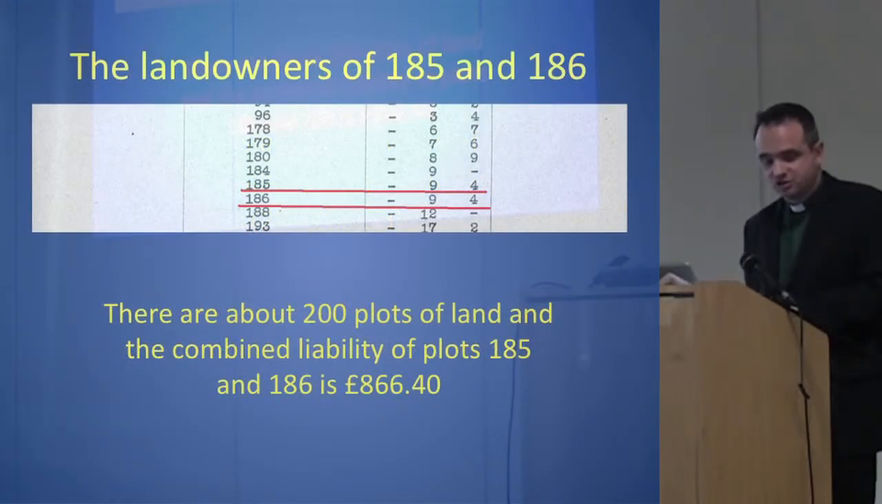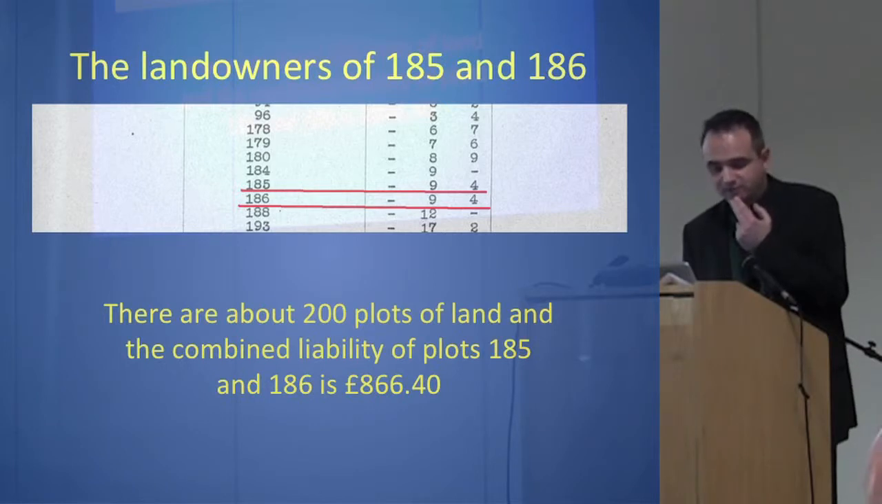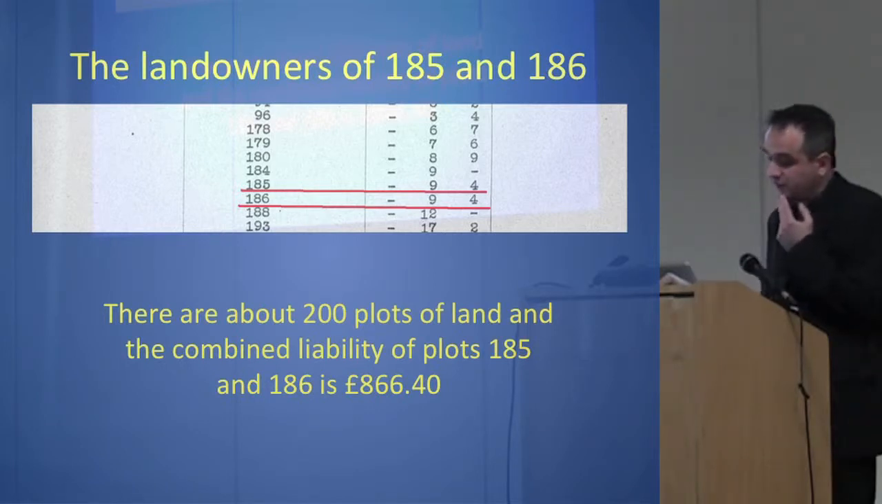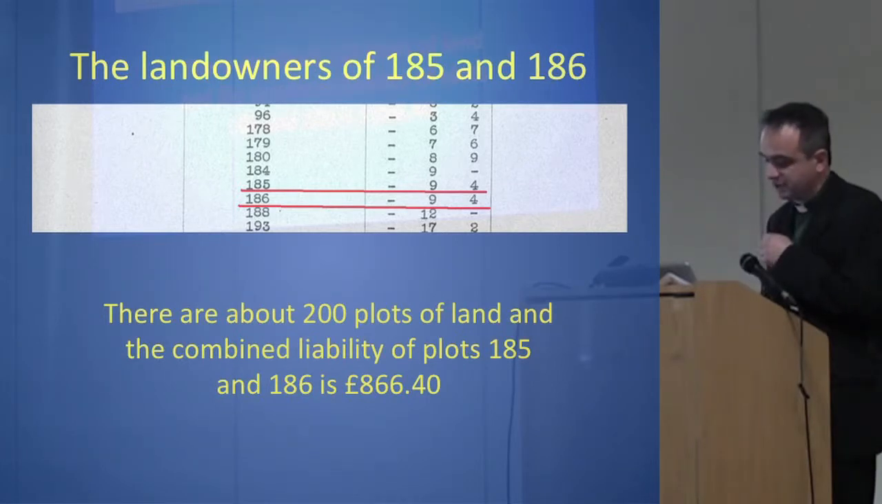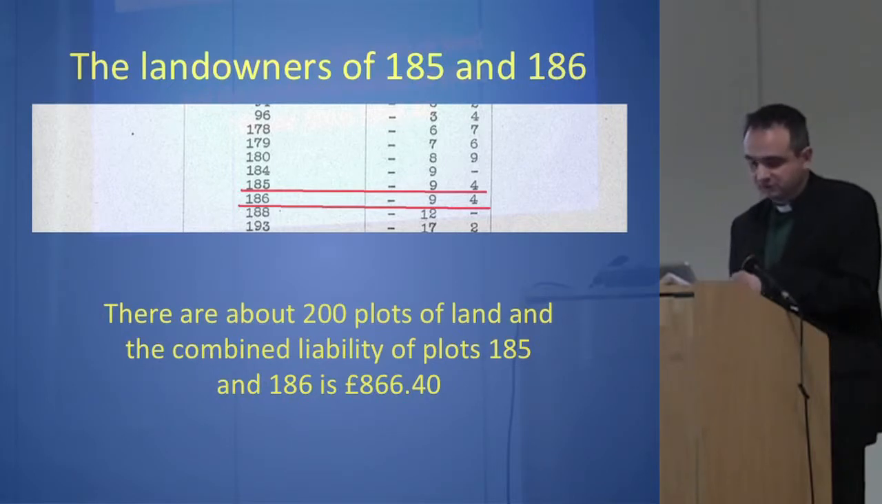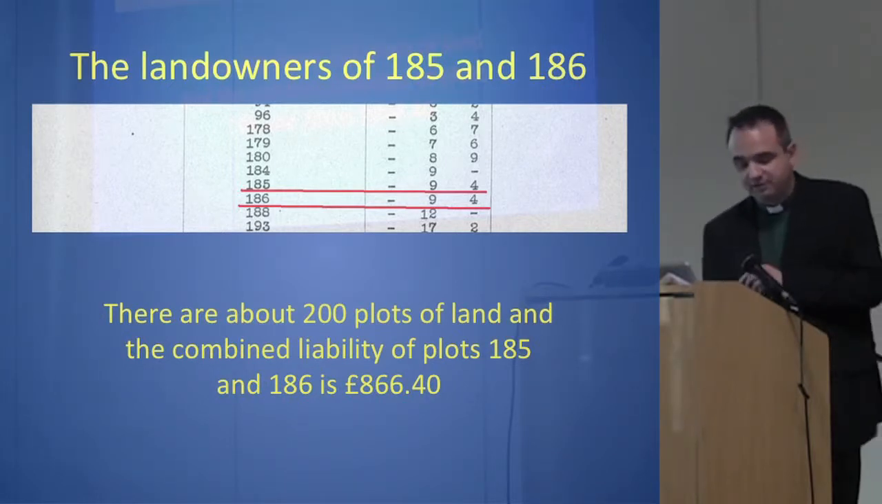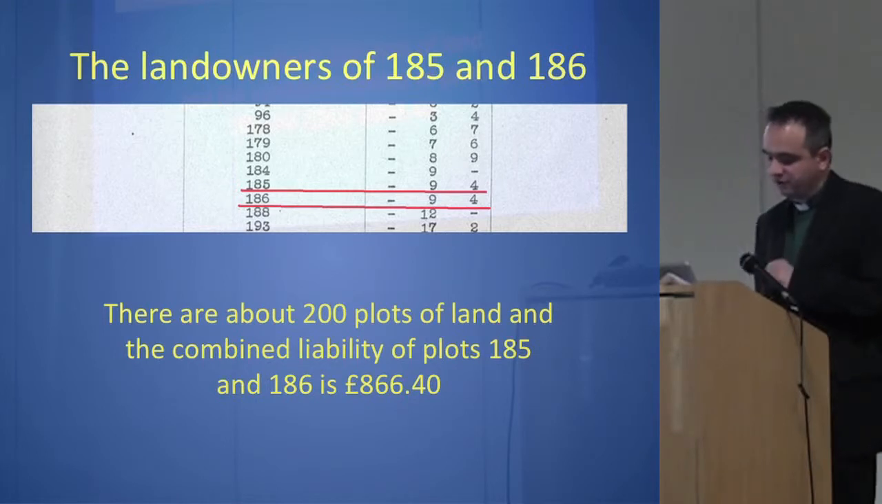So these are the two plots I was using as a background previously, 185 and 186. The joint liability of both of these plots together is £866.40 in modern money. So there's £1 million worth of damage. Each of those plots will bear £433.20.